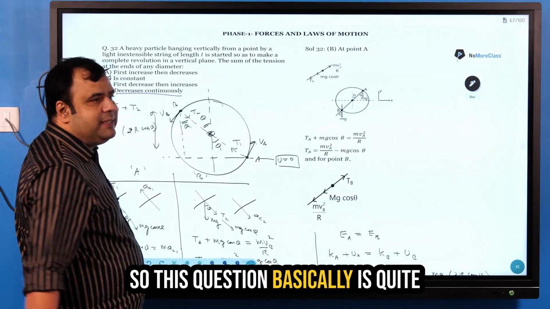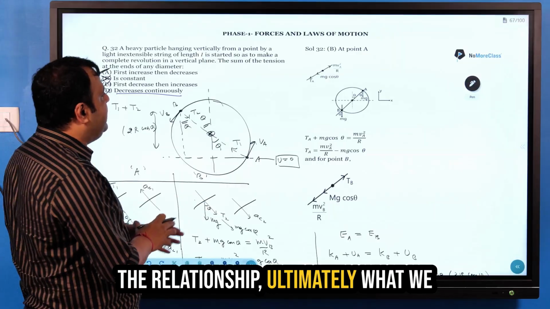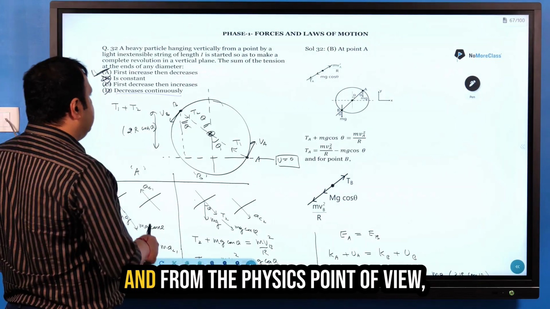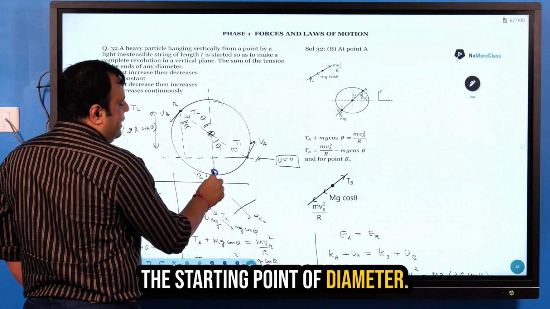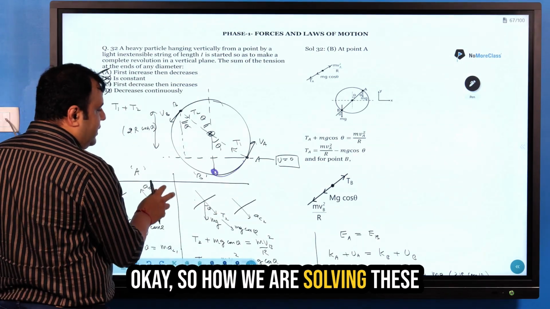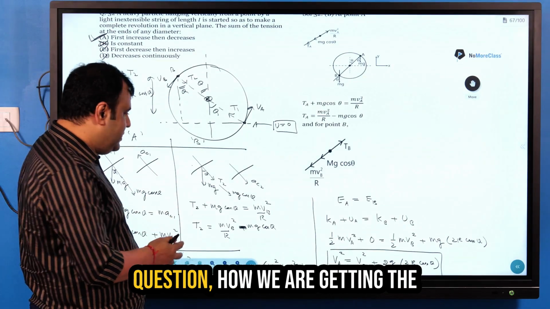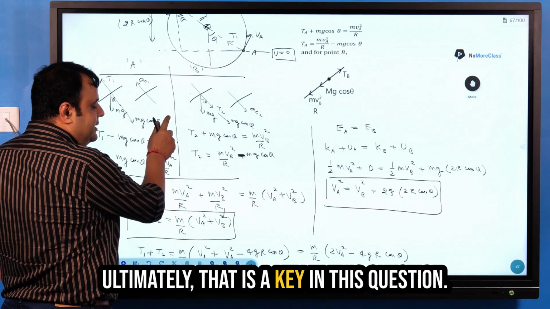This question is quite a nice question where we are making the relationship. Ultimately, whatever is given in the question, we are following the data, and from the physics point of view, we are applying the logic as well. I'm starting the diameter from the bottom and looking at the theta variation. This is a mix of theory, manipulation, and conceptual question. How we get the final answer with the manipulation is the key in this question.